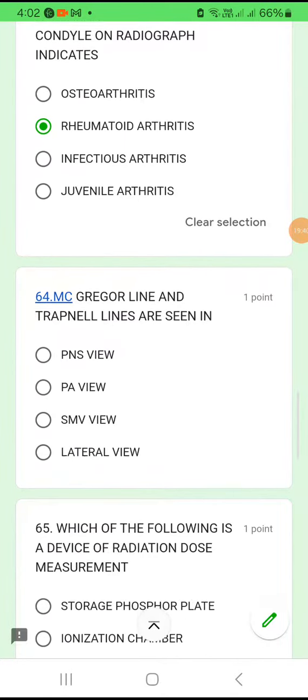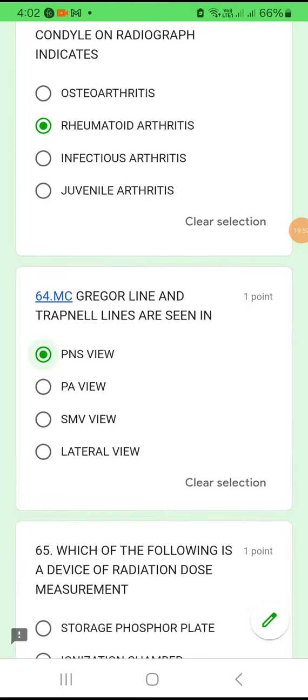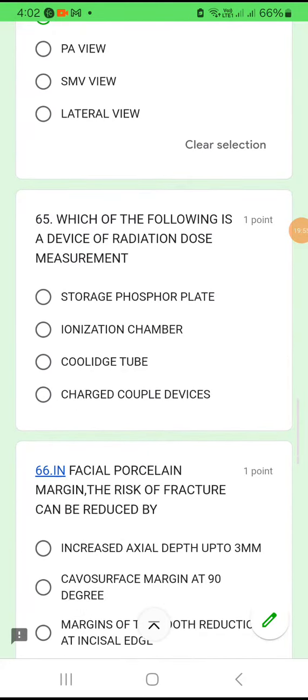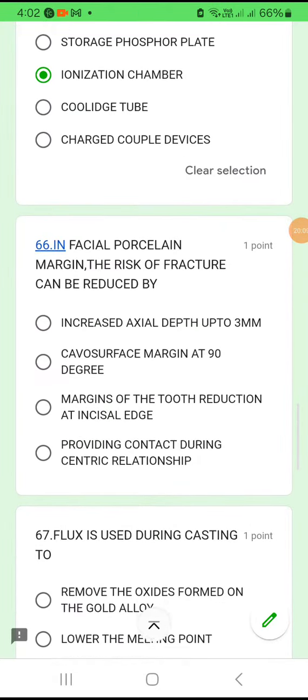Question number 64. McGregor line and Trapnell lines are seen in which view? PNS view, PA view, SMV view or lateral view. McGregor lines and Trapnell lines are seen in PNS view. Question number 65. Which of the following is a device of radiation dose measurement? Storage phosphor plate, ionization chamber, Coolidge tube or charge coupled device. For measuring radiation dose, you always use an ionization chamber.